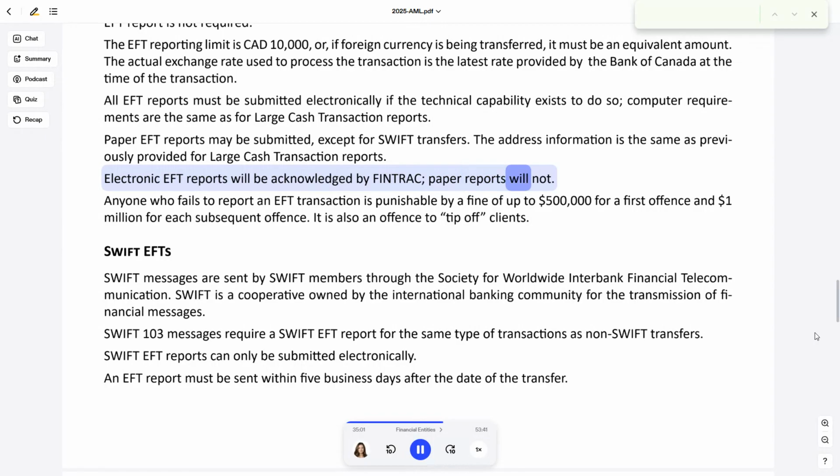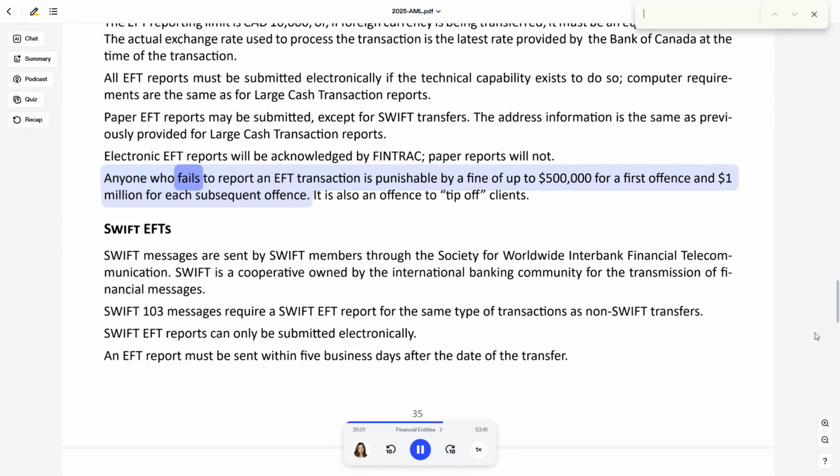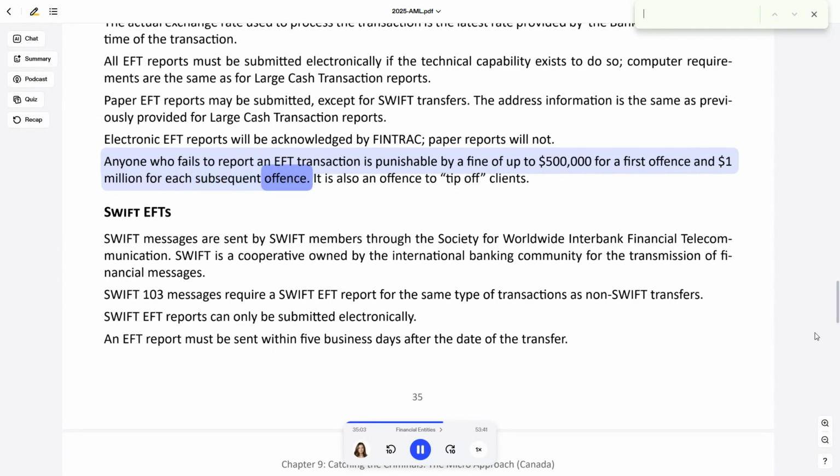Paper reports will not. Anyone who fails to report an EFT transaction is punishable by a fine of up to $500,000 for a first offense and $1 million for each subsequent offense. It is also an offense to tip off clients.